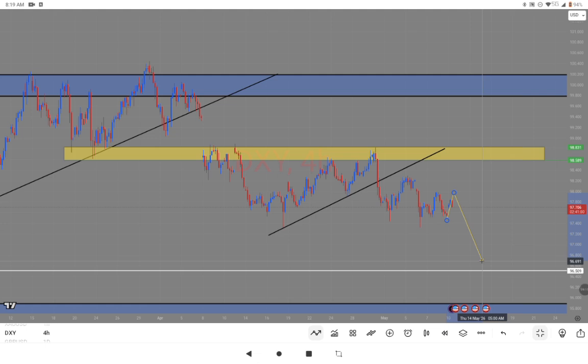white line, which is at 96.509. Remember, this is dollar index. So this is where I'm expecting the market to dump to. So once this candle, this red candle you are seeing here, drops to this level here, I'll be expecting to enter another position again on my trade.